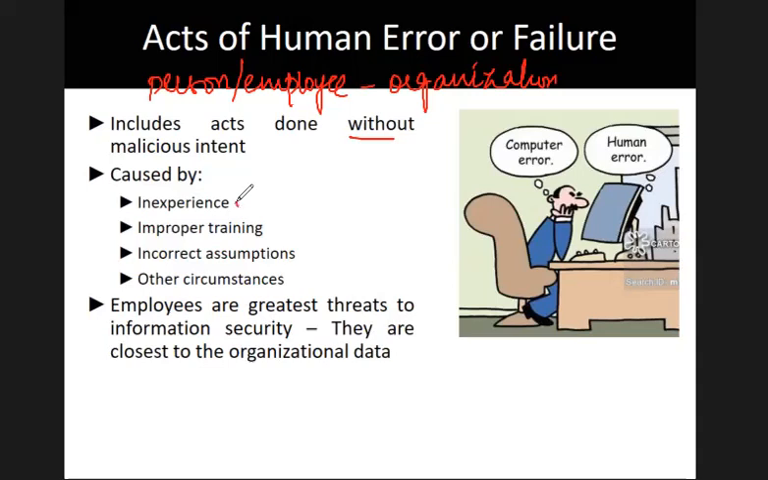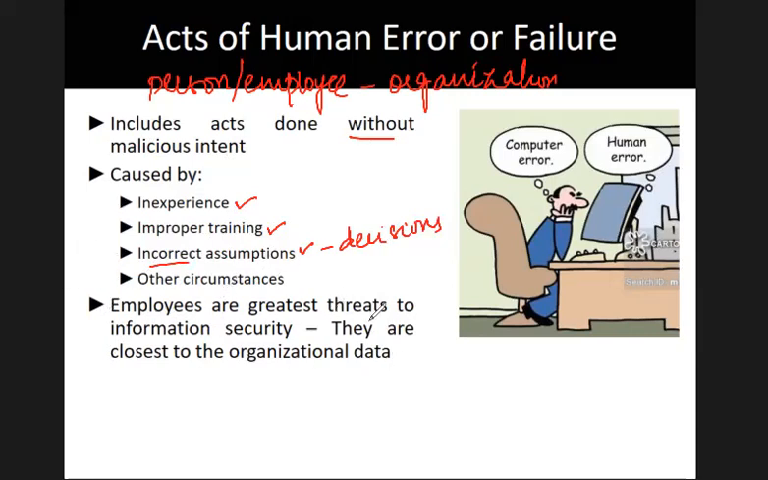Now this can be caused by inexperienced novice users, that is, he has no idea how to work on this particular type of data. Then improper training: he's not trained well enough to ensure proper transactions or how the files need to be stored. Then incorrect assumptions: there might be scenarios where you need to make decisions, and your decisions are based on incorrect assumptions. Then there are other circumstances that we will be seeing.